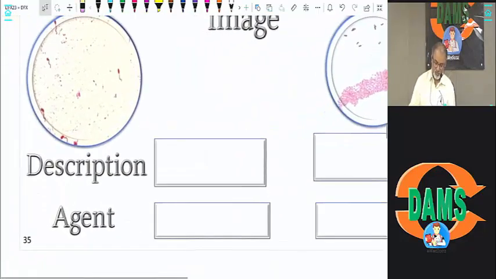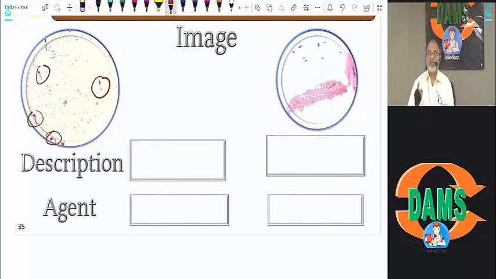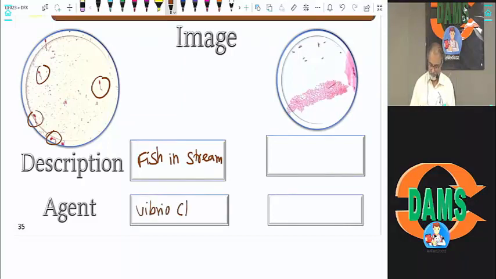Next is bacteria under microscope. How does it look like? Comma shaped bacteria, single polar flagellum, here and there. This is called fish in stream appearance, seen in Vibrio cholerae.